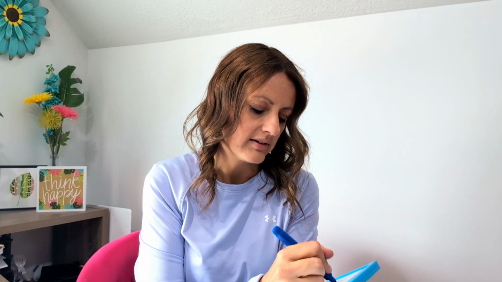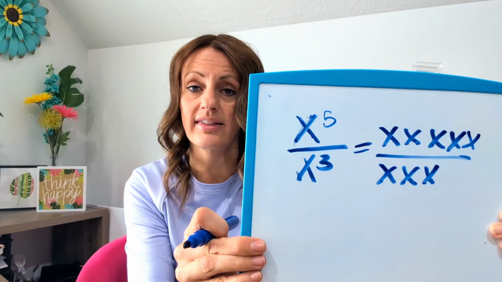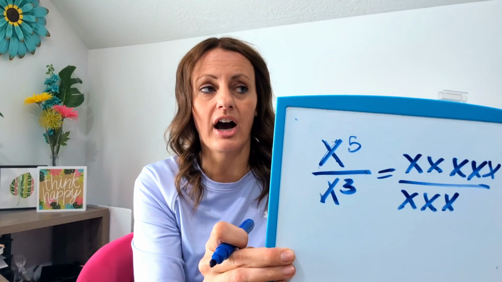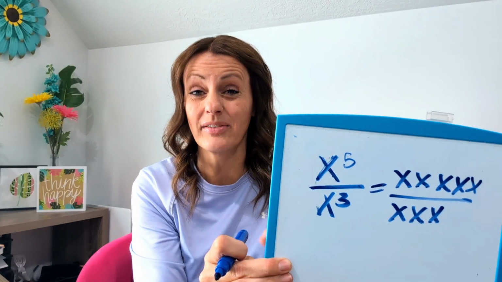If I have, let's say I have x to the 5th over x cubed, right? We write it out. x to the 5th is x times x times x times x, and then x cubed on the bottom we write out. So it looks like this. All right, and then this is where we have to talk about how a number divided by itself is 1.